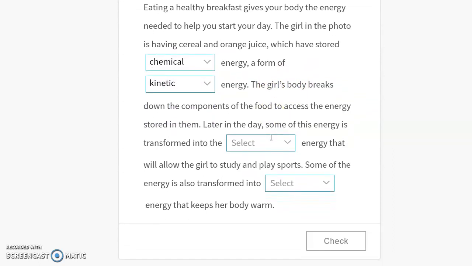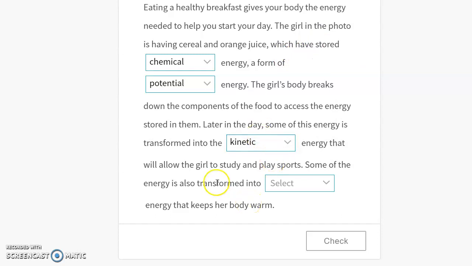The girl's body breaks down the components to access energy. Some of it will be transformed into kinetic. The way that they phrased it means that they want us to change this to potential energy. They take chemical energy, they store it. Storing was the word clue for us to know that it was potential.